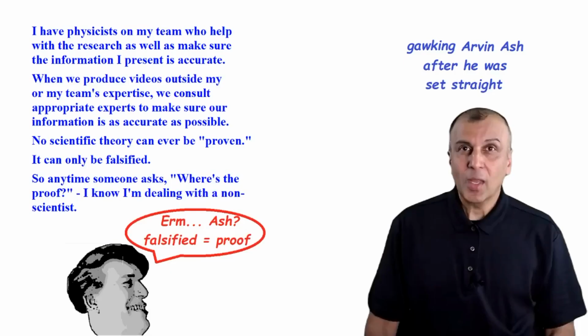Okay, another error that this fellow said, I mentioned that last week, but Arvin Ash, and that is he thinks that science, or physics, has something to do with proof and truth. And no, and he said that you need to falsify a theory. So anytime someone asks, where's the proof? I know I'm dealing with a non-scientist. But he's saying that it can only be falsified, and falsification is a form of proof. What they're saying is that I'm going to prove to you that you have an error in your theory or whatever.